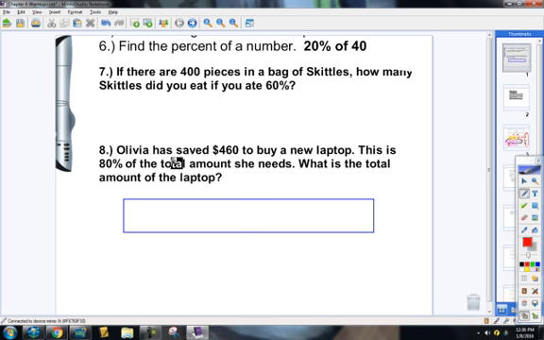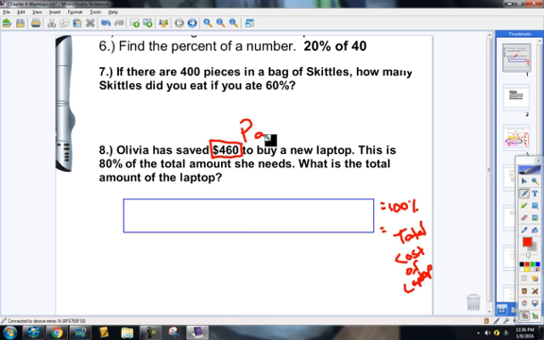Okay. We got your total cost here. So we know it equals 100%. We know it equals some sort of total cost of that laptop. So I like to write it in here just so I have it. Because that's what it means, right? If Olivia had 100% of her money she needed, she'd have it all, right? Okay, so I see that she has saved $460. Okay, so that's how much she saved.